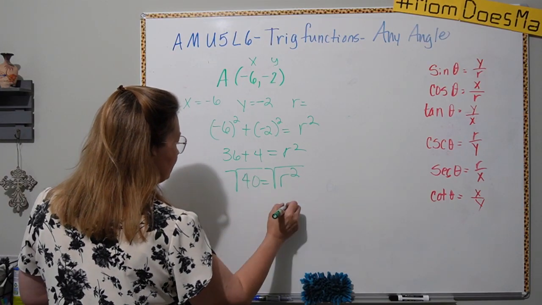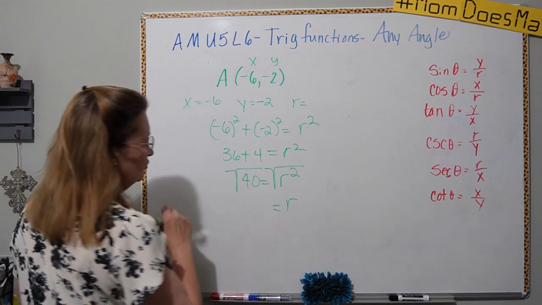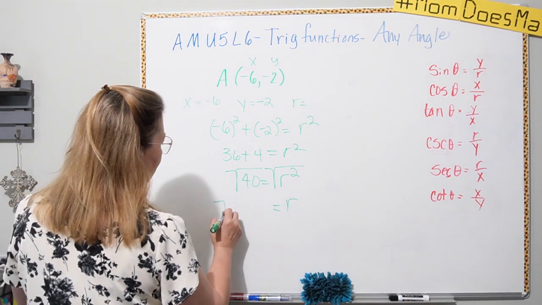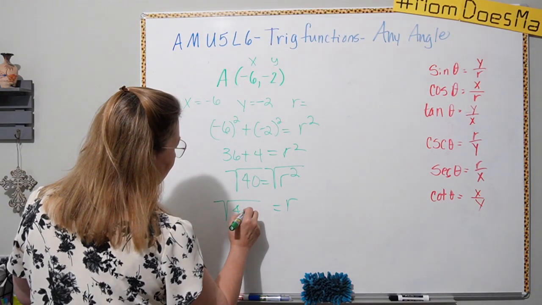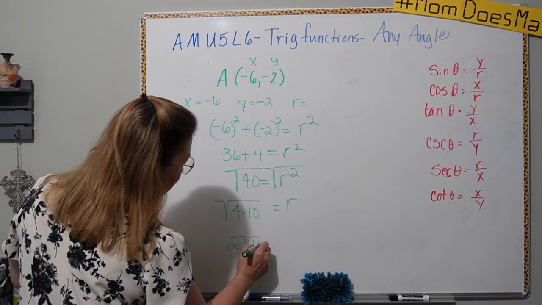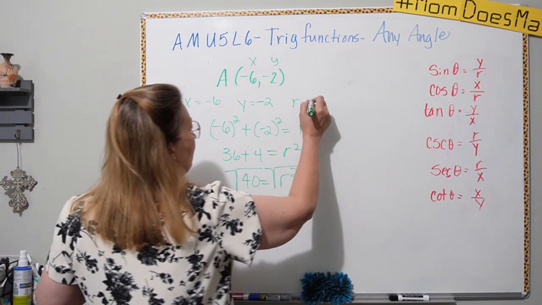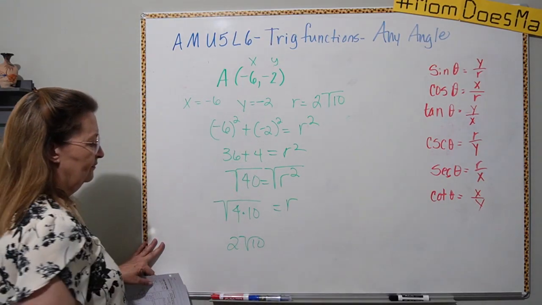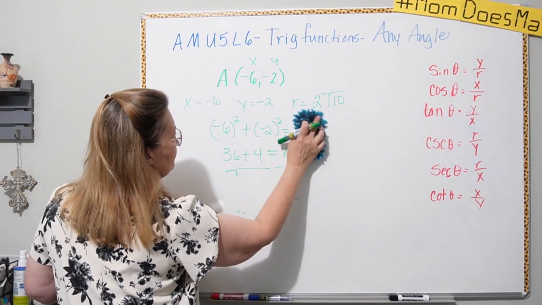Take the square root of each side. So r is square root of 40, but that does need to be reduced. What's a perfect square that will go into 40? 4 times 10. So when you simplify it, you have 2 square root of 10. So our r is now 2 square root of 10. Okay? Now let's get some room to work.